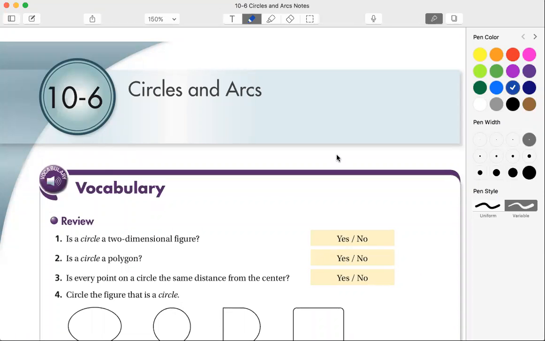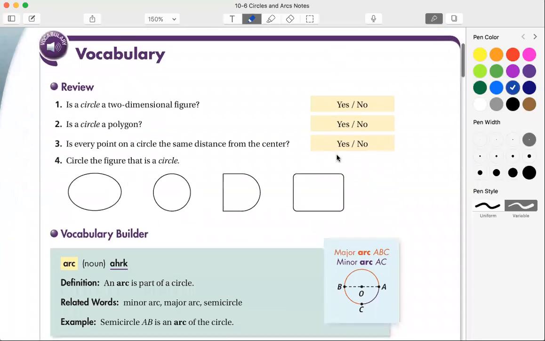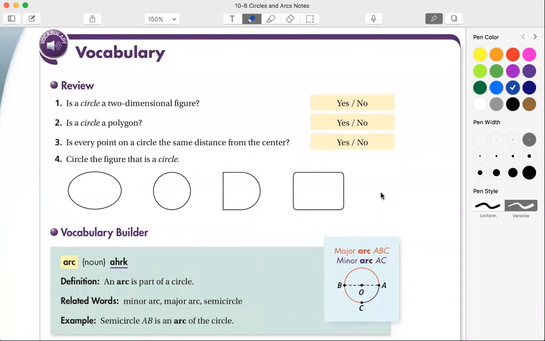All right, 10-6, circles and arcs. So is a circle a two-dimensional figure? Yes. Is a circle a polygon? No. Is every point on the circle the same distance from the center? Yes. So which figure is a circle? This one.